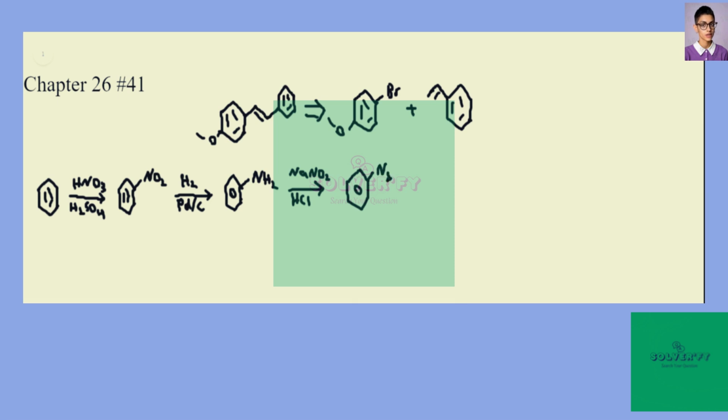So N2 with a positive charge. And then this is counterbalanced with the chloride ion. And then finally, treating that with water is going to get us the phenol. So all 4 of those steps were just in order to install a phenol here, to install the hydroxy group on the aromatic ring. Okay, so now we can take that and treat that with sodium hydride to deprotonate, and then follow that with methyl bromide.